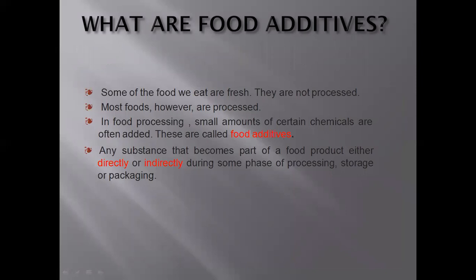Some of the food we eat fresh, not processed, but most of our food is processed. In food processing, small amounts of certain chemicals are often added and they are called food additives. Any substance that becomes part of a food product either directly or indirectly during some phase of processing, storing or packaging is a food additive.